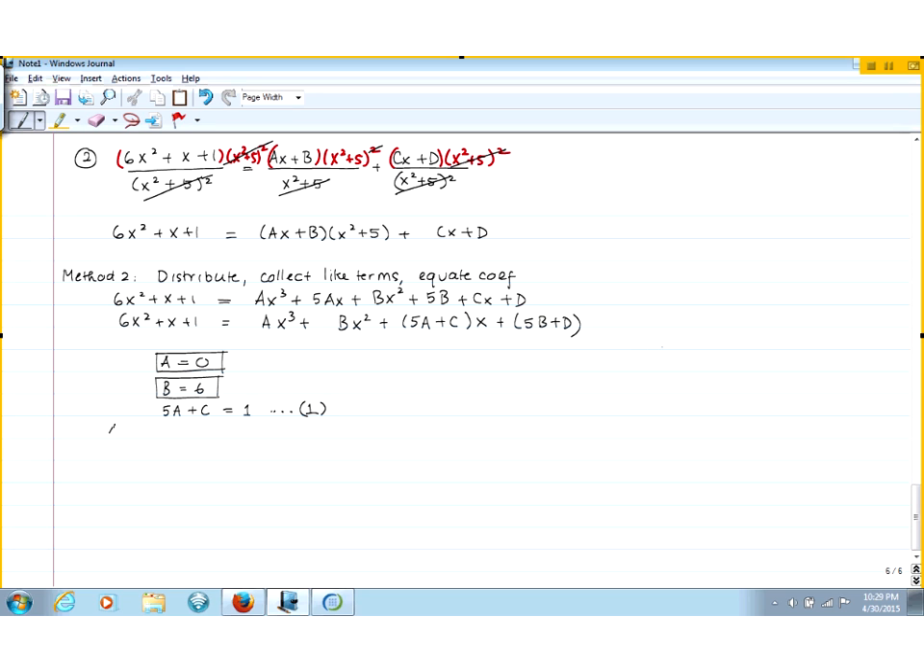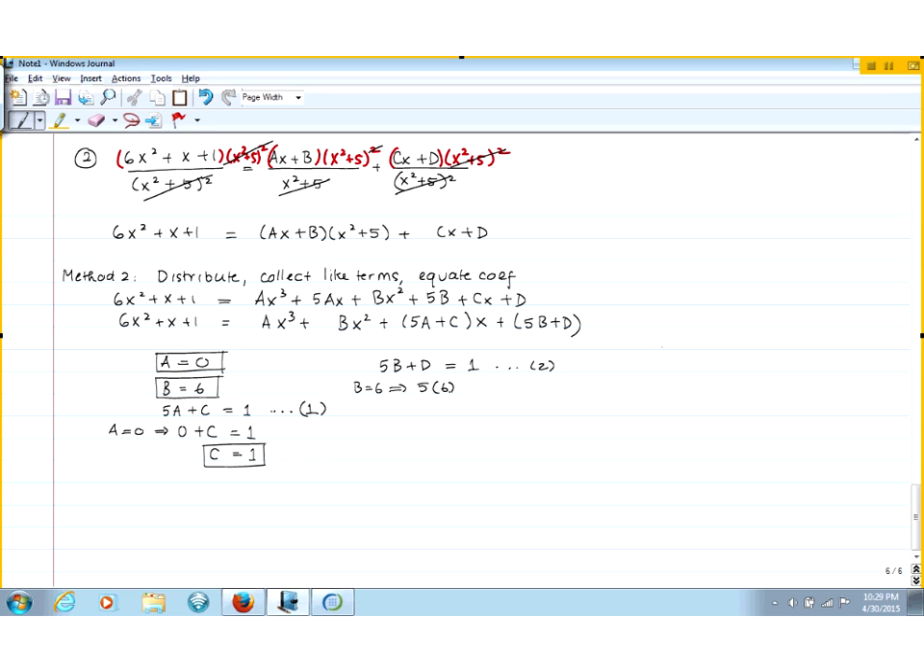So I'm going to call this equation 1. But I know that a is 0. So this will be 0 plus c is equal to 1, which means c is equal to 1. Right? Alright. Now the last one, constant. So constant on the right is 5b plus d. On the left it is 1. So 5b plus d is equal to 1. Okay, so this is equation 2.